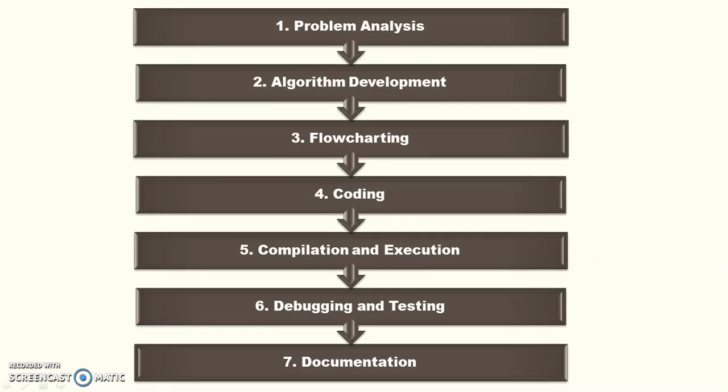There are 7 different steps that you should follow for writing a program to solve problems. First one is problem analysis, then algorithm development, then draw a flowchart, then write code for your algorithm, compile your code and then execute your program, then debug and test your program, and at the end prepare the documentation of your program. Okay, so now let's discuss each step one by one with an example.